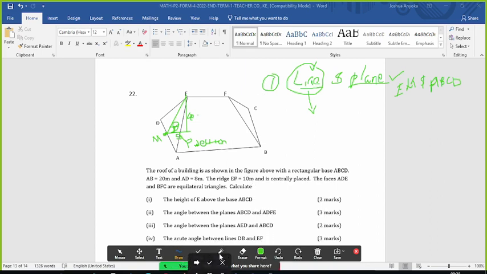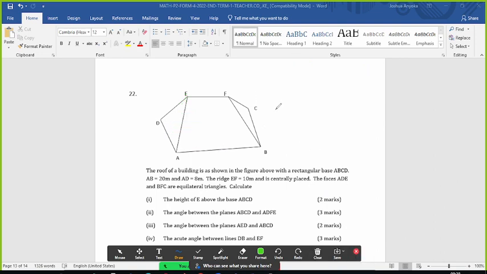Good. Another thing to note is the angle between two planes. That's what we have been working out. For the angle between two planes, the procedure is: identify the planes on the diagram, get the common line, draw two lines, one on each plane, meeting at the common line at 90 degrees. Then find the angle between the two lines.